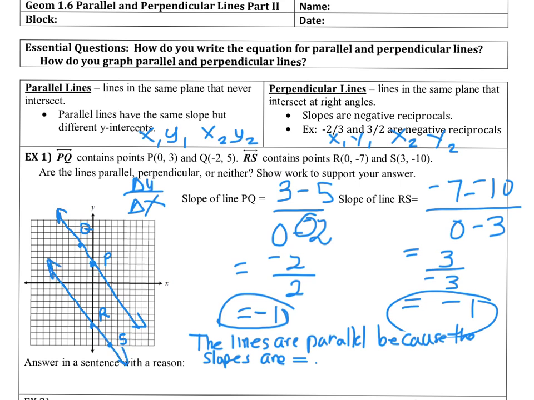Now, my lines are not perfect here, but I think that's enough to show that they are parallel, to sort of confirm the work that we did algebraically. Visually, they do look like they're parallel, and we know they have the same slope, so they must be parallel.